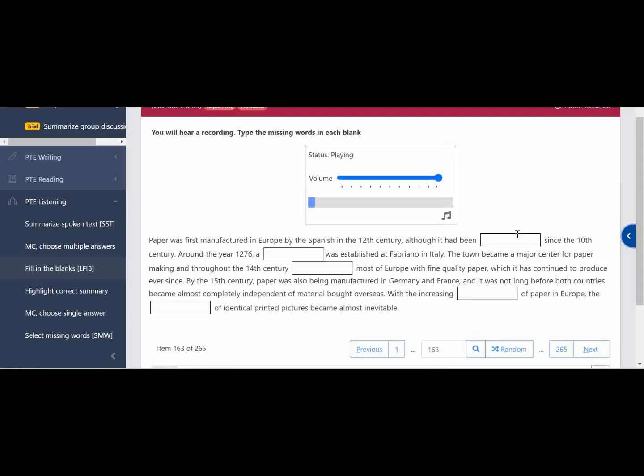Paper was first manufactured in Europe by the Spanish in the 12th century, although it had been imported since the 10th century. Around the year 1276, a mill was established at Fabriano in Italy. The town became a major centre for paper making, and throughout the 14th century provided most of Europe with fine quality paper, which it has continued to produce ever since.